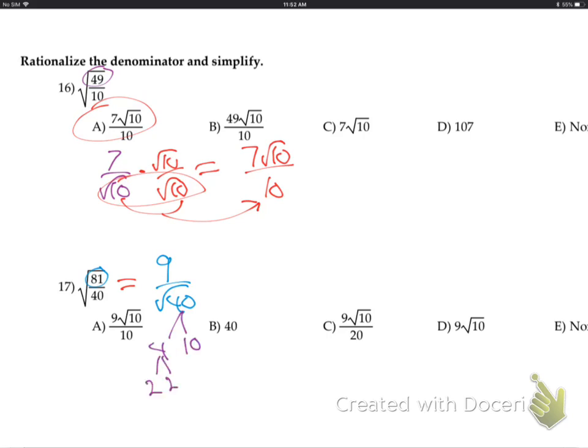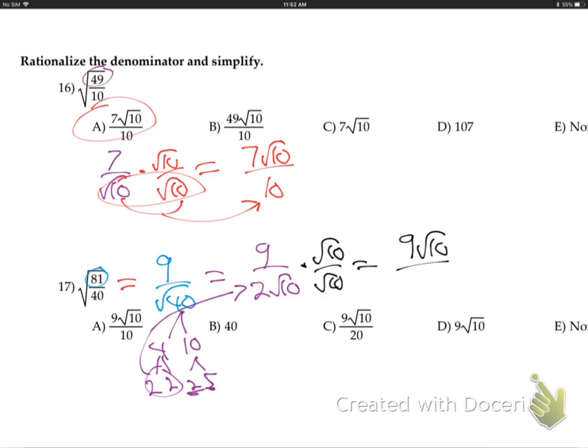4 times 10, 2, 2, 2, 5, and then we have 2 2's in, huh? So we can send a 2 out. 2 comes out. What's left inside? 2 times 5, 10. Yeah, that's going to make it a little easier. Do that first. Now, we can't stop there. Got a root on the bottom. So multiply top and bottom by root 10. 9 root 10 on the bottom. Yeah, root 10, the 2's there. Root 10 is plain 10. And so that's 9 root 10 over 20.